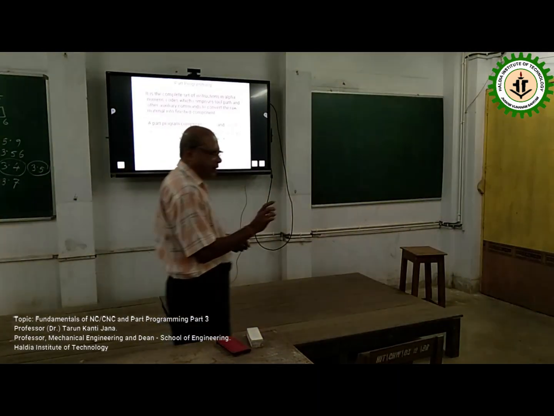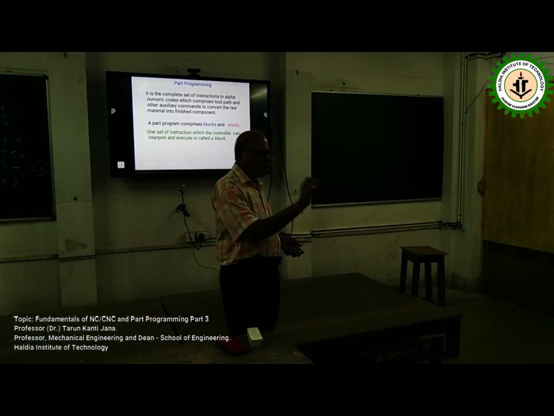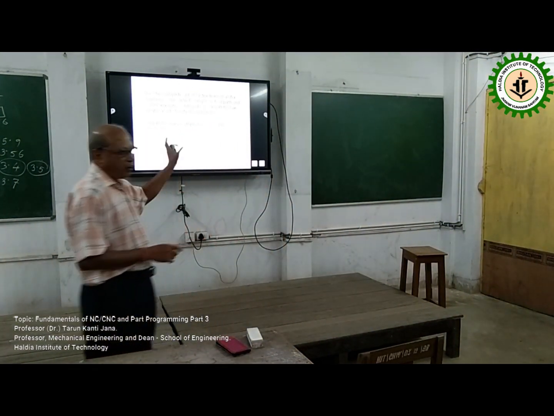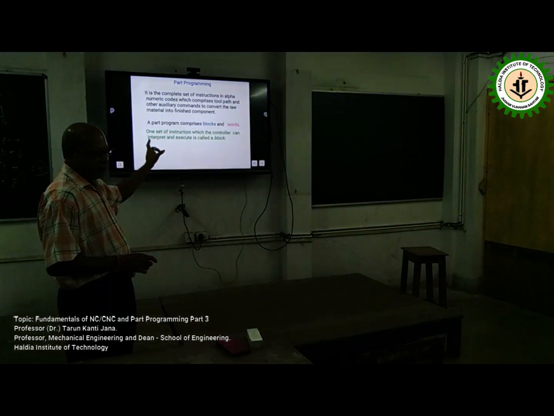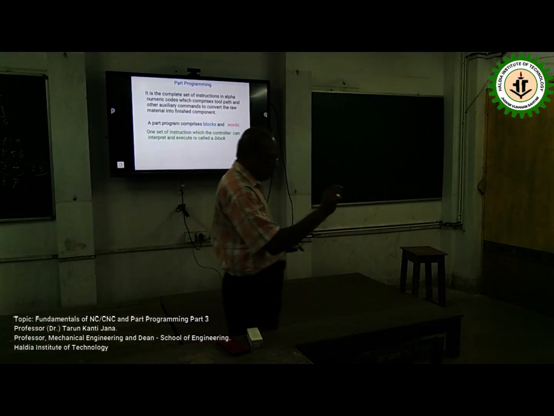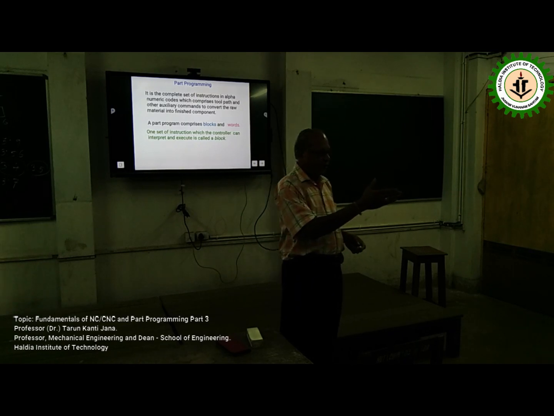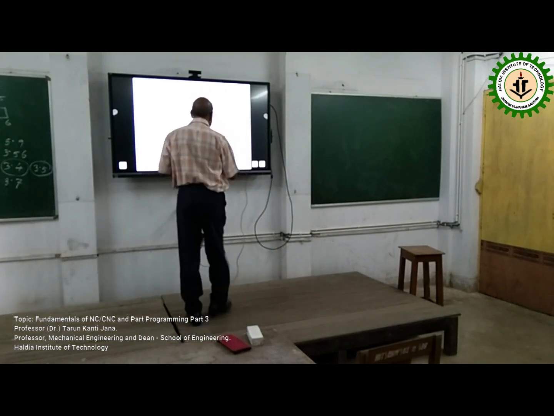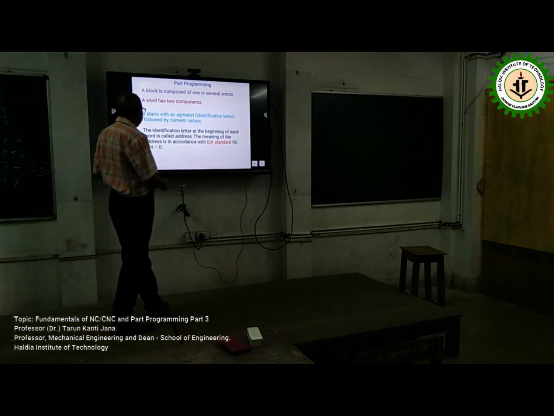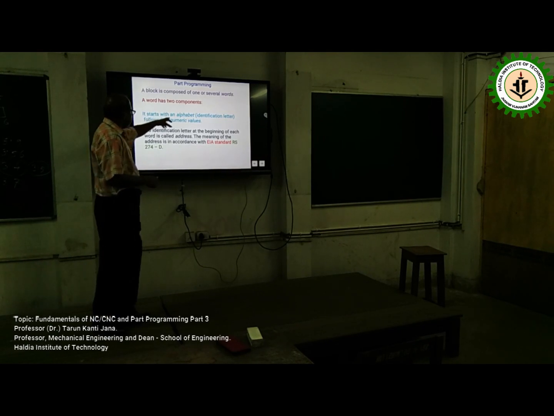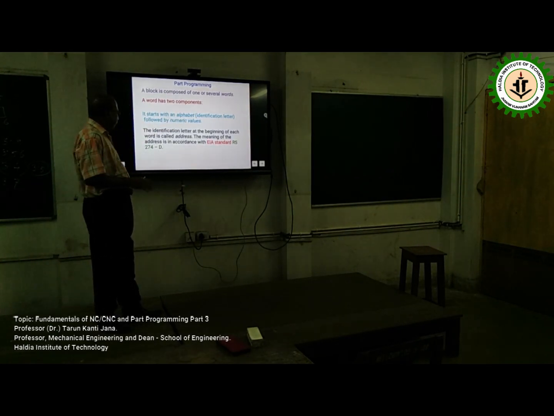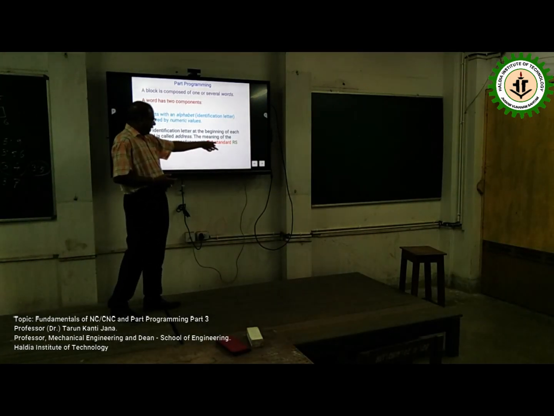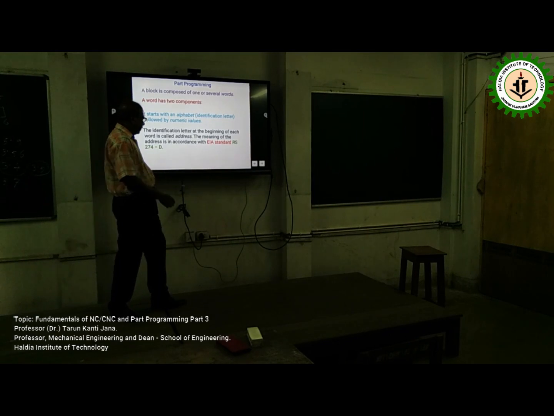Again, coming back to our English sentence, it is composed of words: noun, verb, adjective, adverb, and so on. Here also, each block is composed of several words, and each word has two parts. The first part is an alphabet, followed by some numeral. So the entire block of information is available in the part program. The word starts with an alphabet followed by a numerical, and these codes are developed according to the EIA standard RS 274.